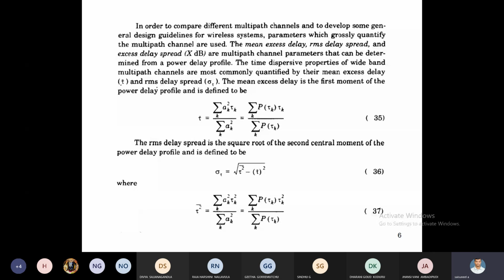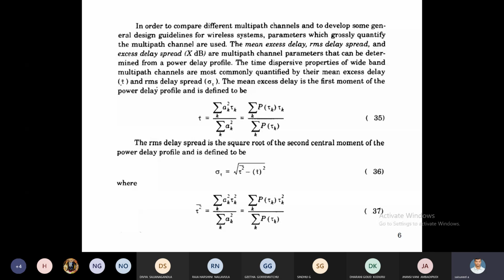Next, RMS delay spread is sigma tau. Next one, maximum excess delay, is X dB. First, we are going for mean excess delay. What is the mean excess delay? The mean excess delay is the first moment of the power delay profile. It depends upon how many paths there are from transmitter to receiver. N paths are there from transmitter to receiver.